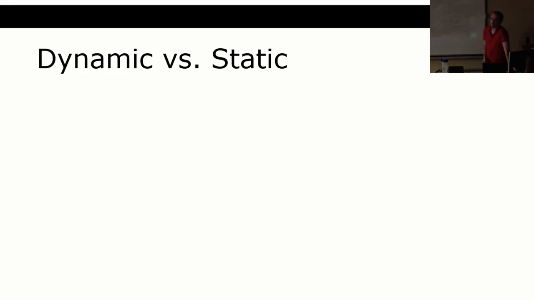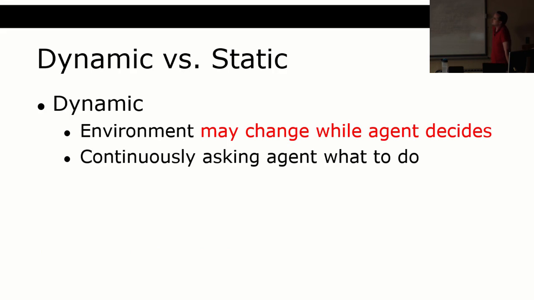Then there's dynamic versus static. In a dynamic environment, the environment is going to change while the agent is making a decision, and it's continuously asking the agent what to do, right? So, for example, the real world is a dynamic environment. If I throw my water bottle at your face, you've got to make a decision where to move before the water bottle gets there. I don't want to get fired, so I'm not going to do that. But that's what we call a dynamic or real-time environment.